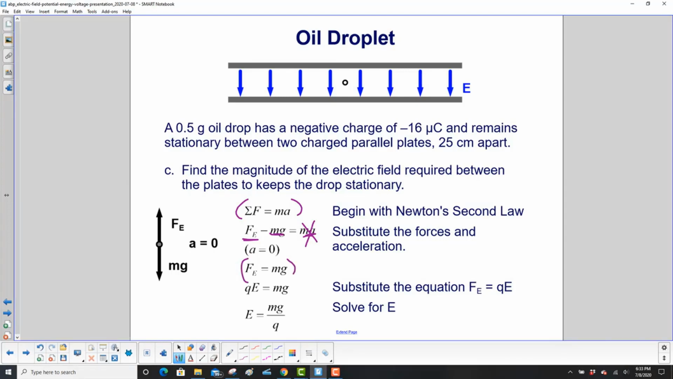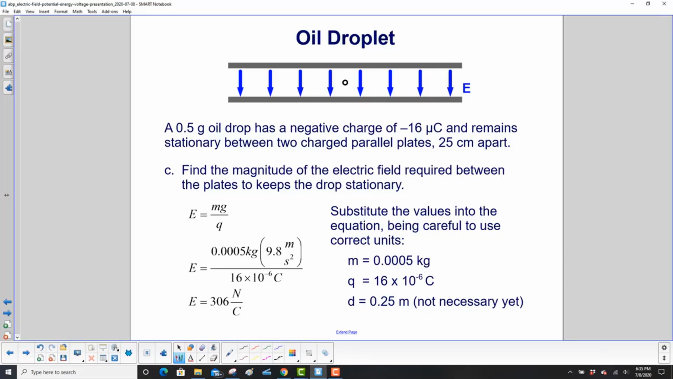Well, F is equal to QE. Right? That's how we define the electric field by this expression. Electric field is force over charge. So I have QE is equal to mg. I'm solving for E. Divide both sides by Q.